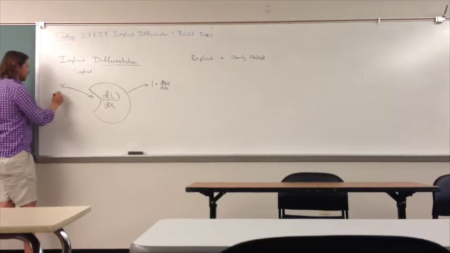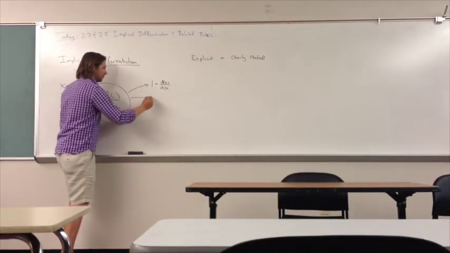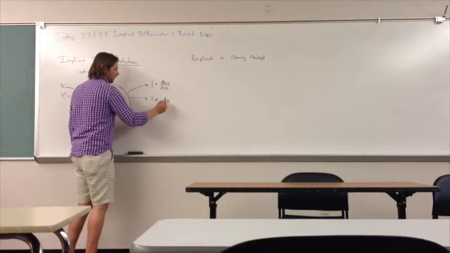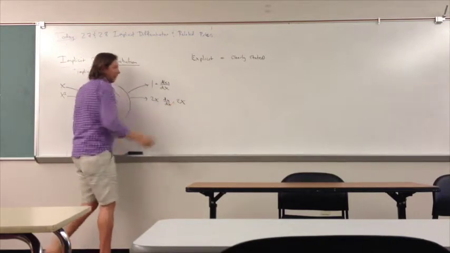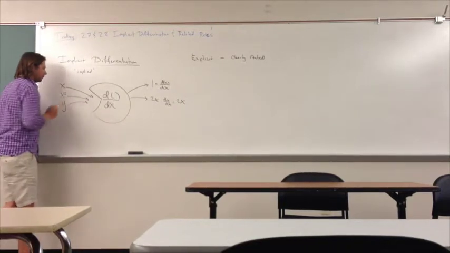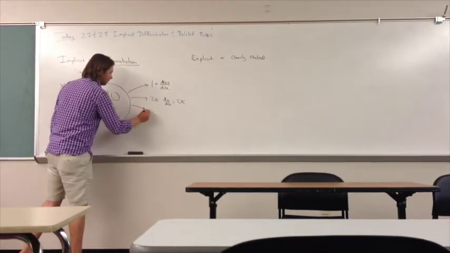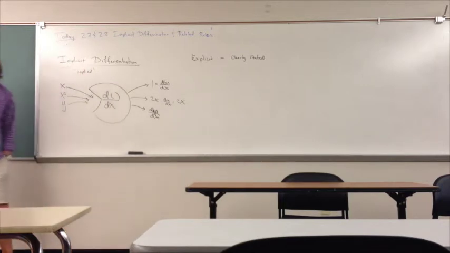What happens when he eats x squared? He spits out 2x times dx over dx, but dx over dx is just 1, so he gave you 2x. What happens when he sees a y? He spits out dy dx. You've been doing this the entire time.